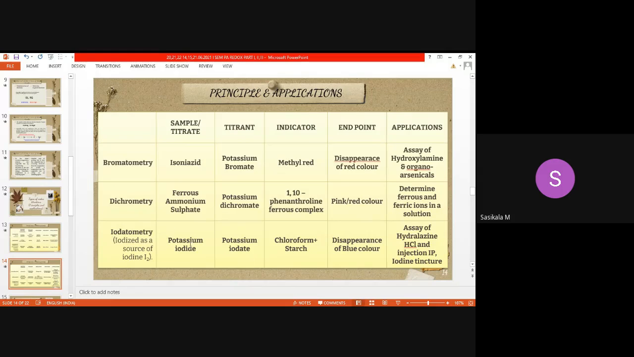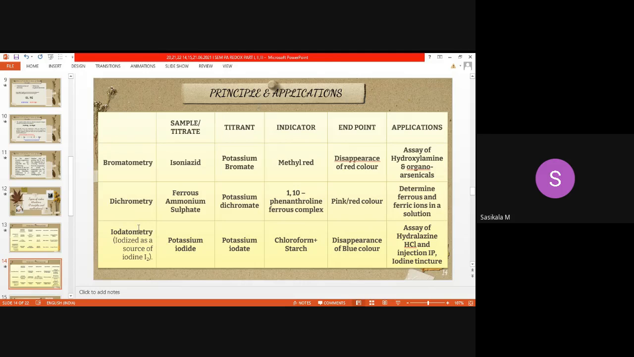blue color. Once the reaction completes, in the chloroform layer, why I have added chloroform here means in the chloroform layer iodine will show a purple color. At the end point, the disappearance of this blue color due to the iodine and starch interaction occurs, that is, the disappearance of blue color occurs. So this is the endpoint in iodotometry.